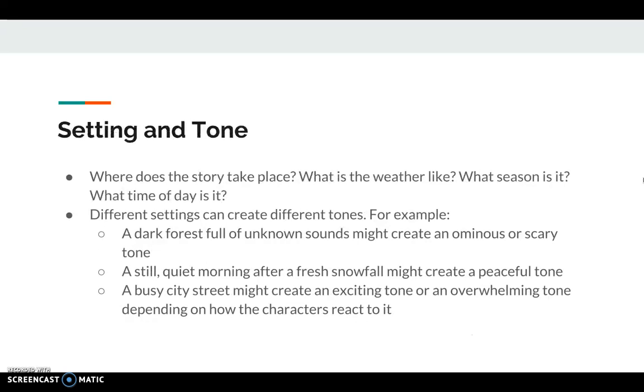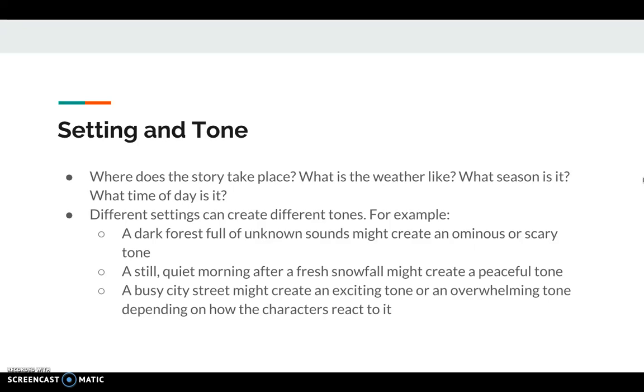You can also look at the setting, because sometimes authors use a specific setting to convey a certain tone. So setting is where and when the story takes place. It can be a physical location, like a city, the country, Liberal, or New York. It can be what the weather is like, what season it is, what time of day it is. All of those are different parts of the setting.